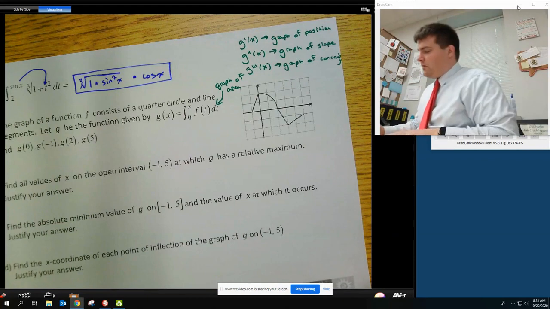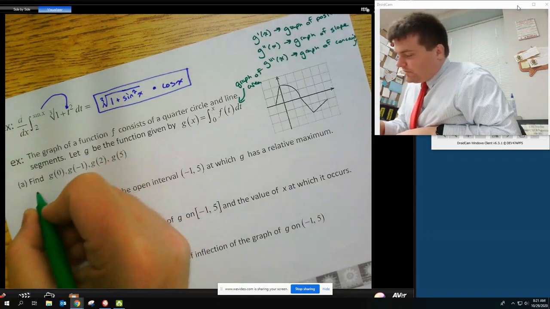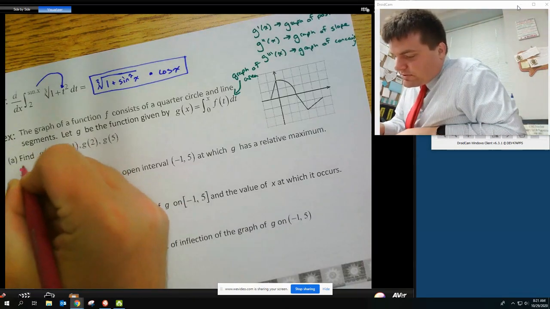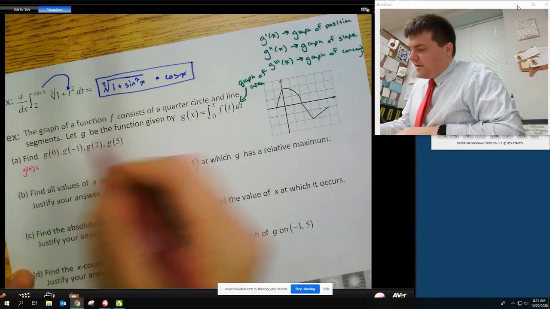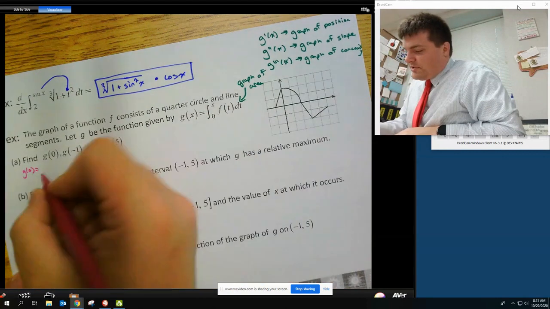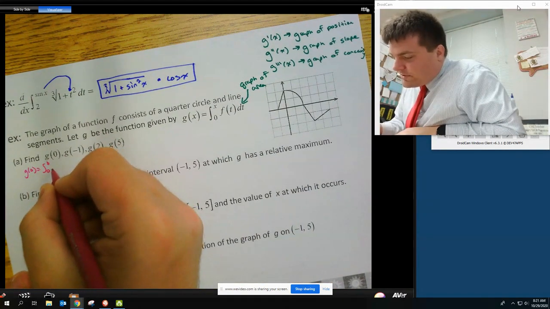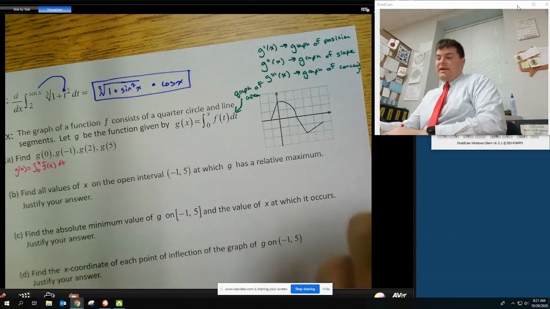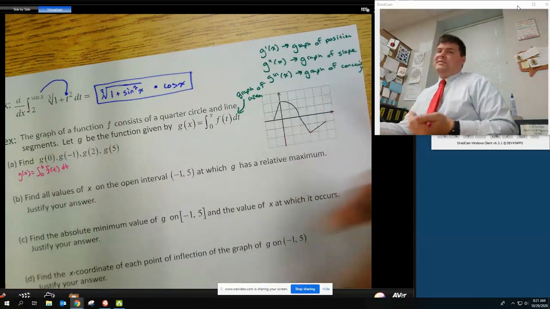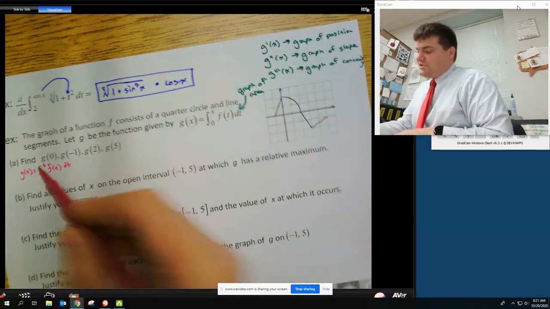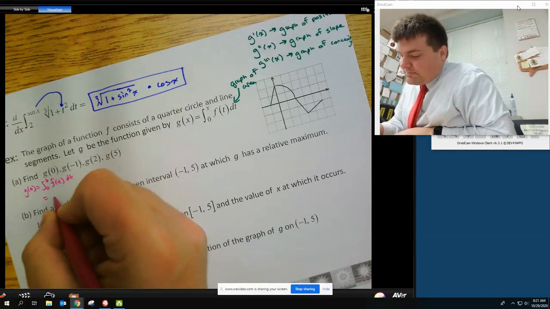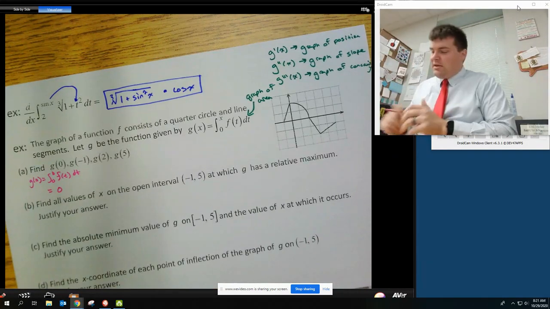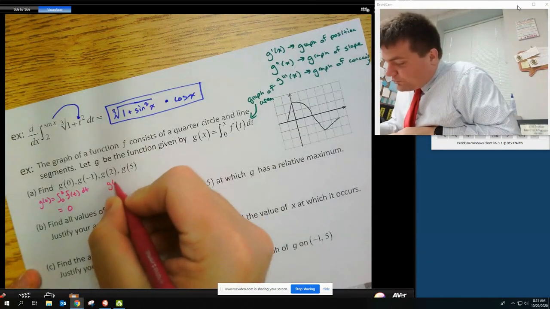It's not so bad. So for g of 0, I'll do this in a different color. For g of 0, we're just going to plug in a 0 for x. So I'm going to go from 0 to 0 of f of t dt. So I'm going to look at my graph and figure out my area from 0 to 0. Well, this is actually a property. From 0 to 0 is going to be 0. There's no area because there's no width. The width is 0. So that one's pretty simple. Not a big deal.